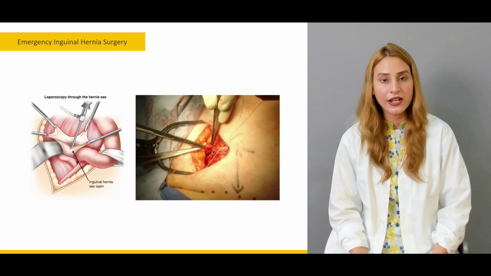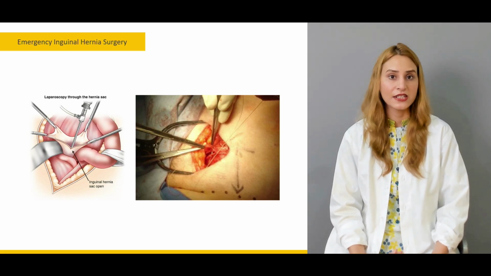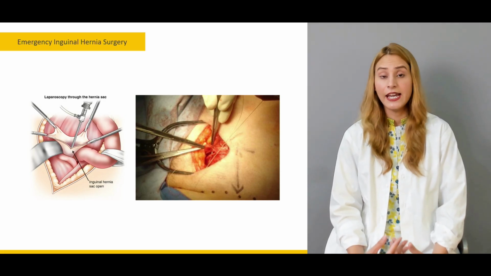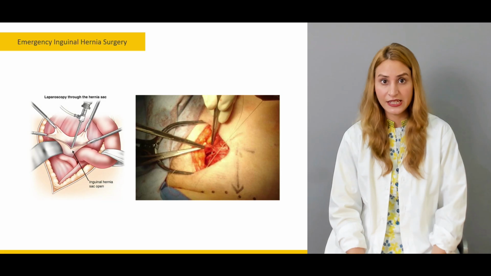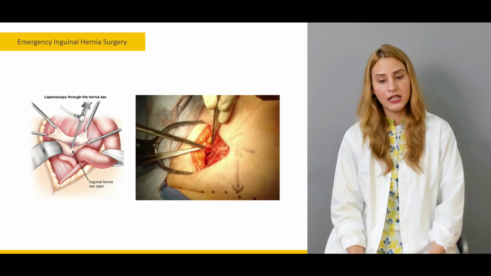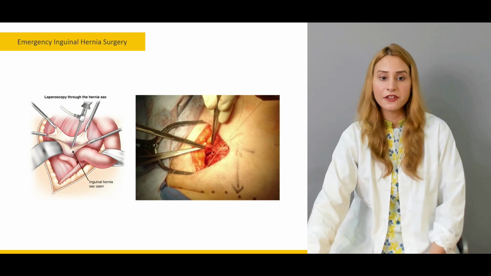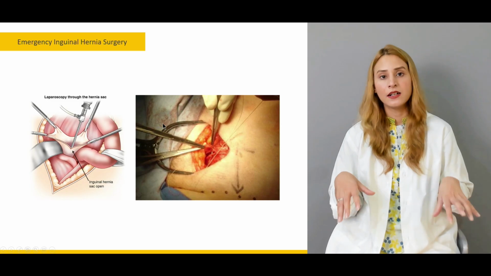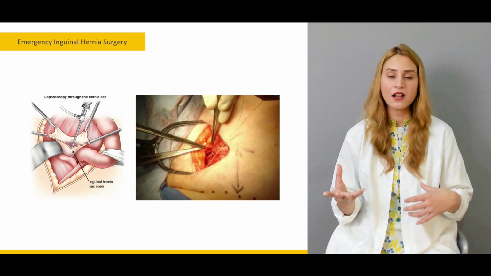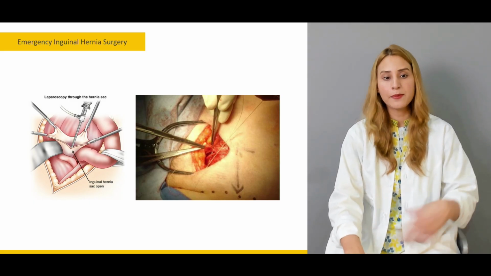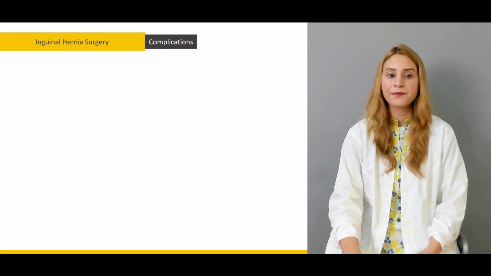Sometimes the hernia is strangulated and obstructed as well. So a strangulated or obstructed hernia is basically an emergency. In case of an emergency, you have to go for laparoscopic surgery as well, because sometimes the hernia is strangulated and you have to insert the laparoscope. You actually reach the sac, you open the sac, you reduce the contents through the laparoscope, and then you suture it and close it again. This is basically a laparoscopic inguinal hernia surgery.